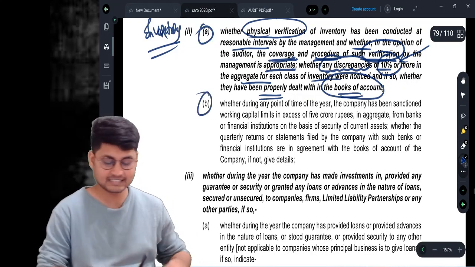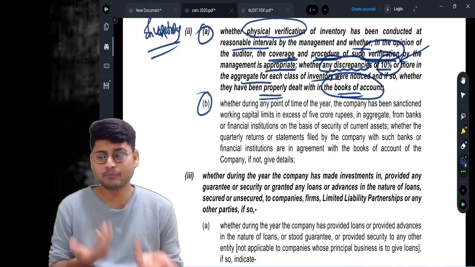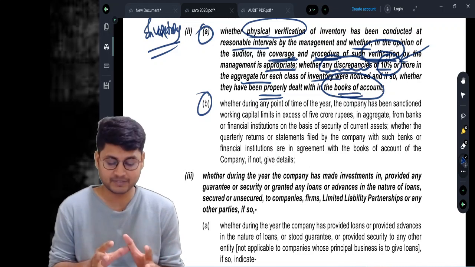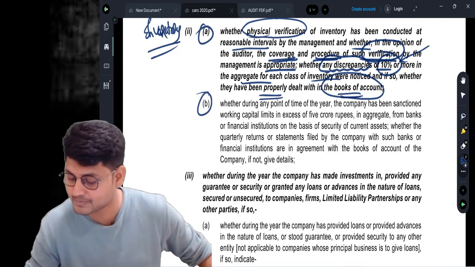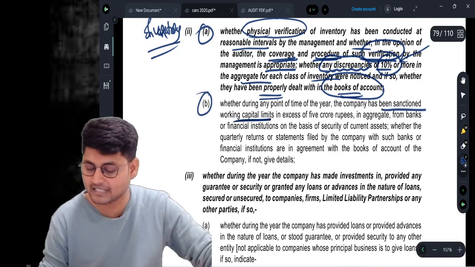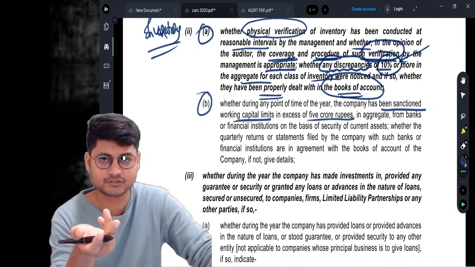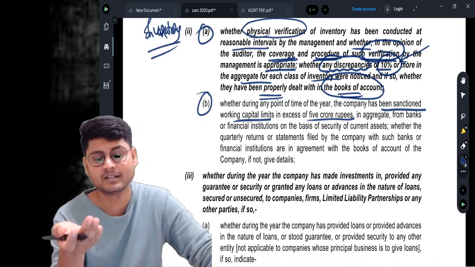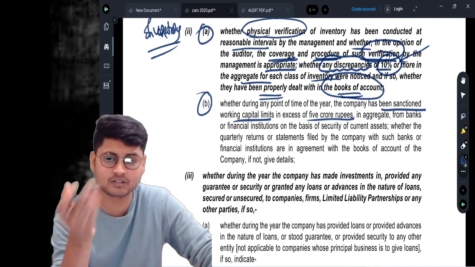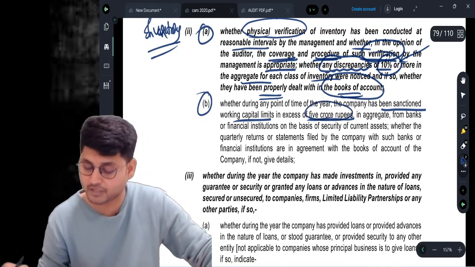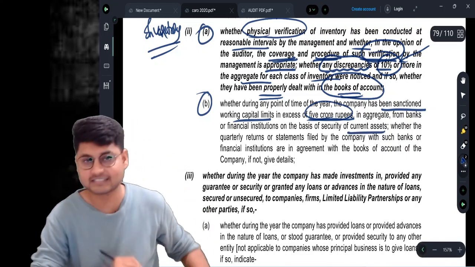Come to B. This is an important point, which is newly added. It talks about any point of time during a particular year. If that company has been sanctioned working capital limits in excess of 5 crores by any bank or finance institution in aggregate. Say one bank gave 1 crore, another finance institution gave 2 crores. In aggregate, it crossed 5 crore rupees, for which they have provided the working capital based on the security of current assets.